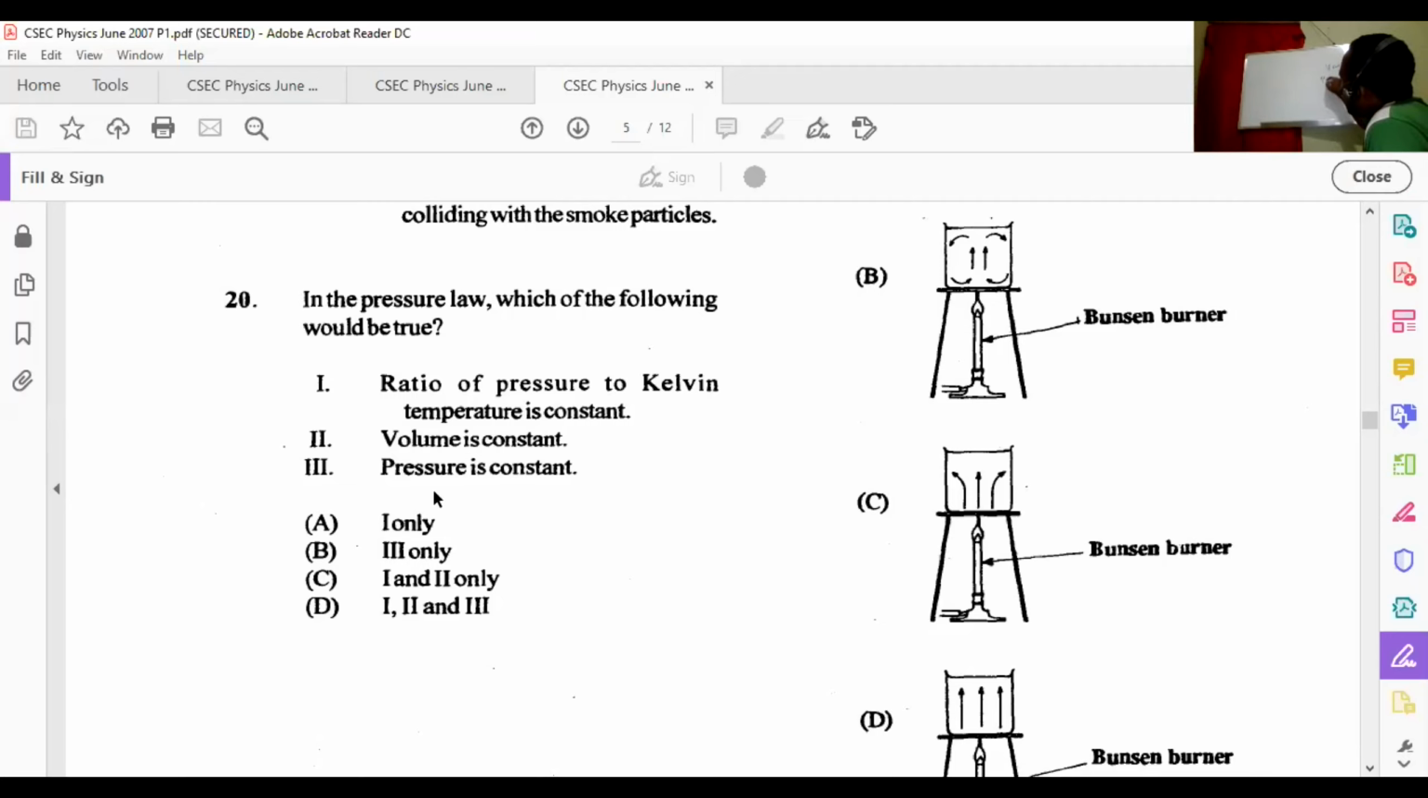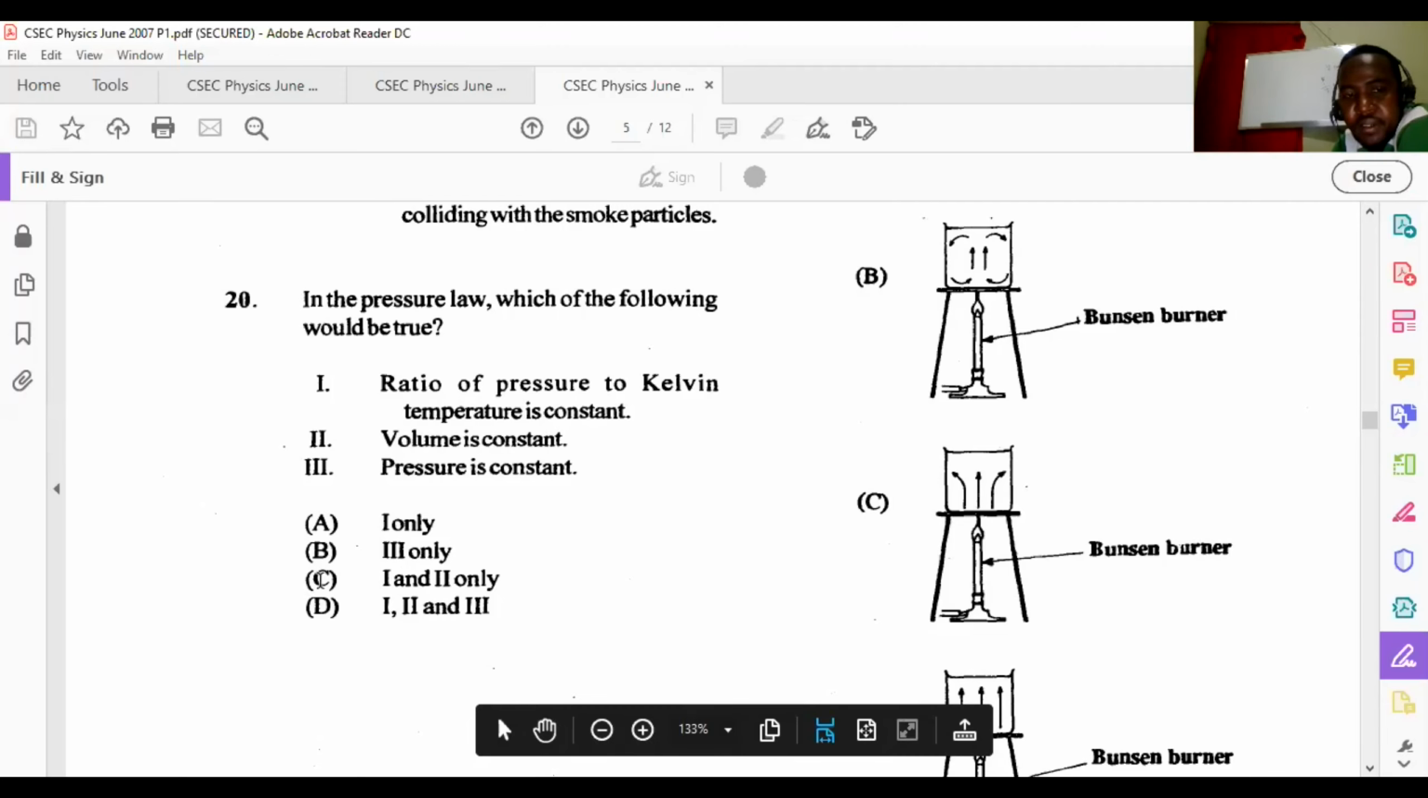So that means P over T is equal to a constant. Let's call it K. So the ratio of pressure and temperature is a constant, so one is correct. And then two, volume is constant, which we know is correct. So it's 1 and 2, which is C.